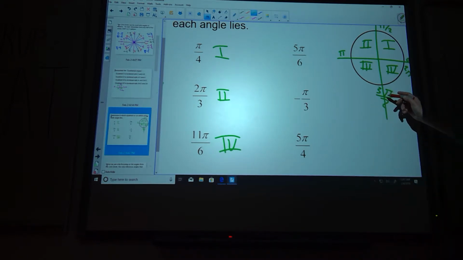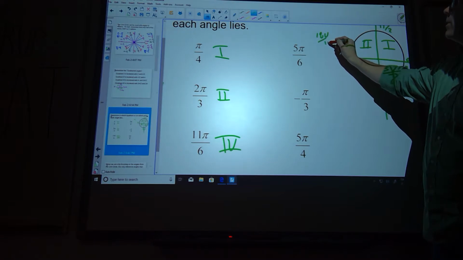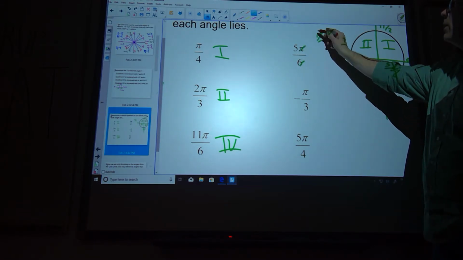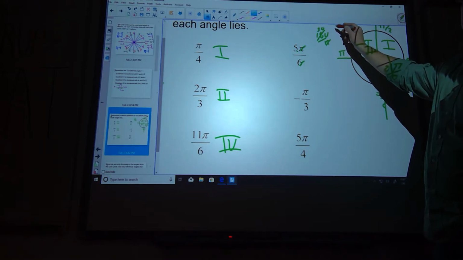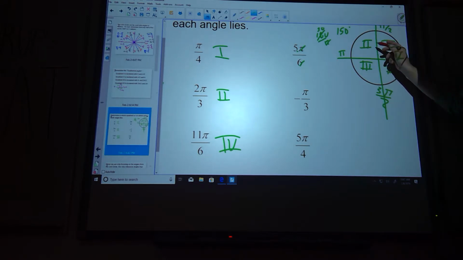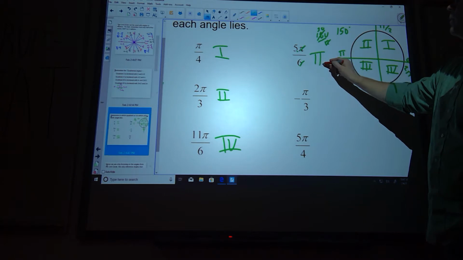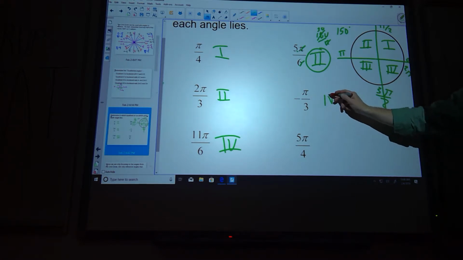Let's just look at it this way. Let's multiply by 180 over pi. Pi's cancel. 6 goes into 180 30 times. 5 times 30 is 150. Where's 150 at? Oh, quadrant 2, huh? We were way off base. Negative pi thirds is negative 60 degrees, so it's down there, so that's in quadrant 4.